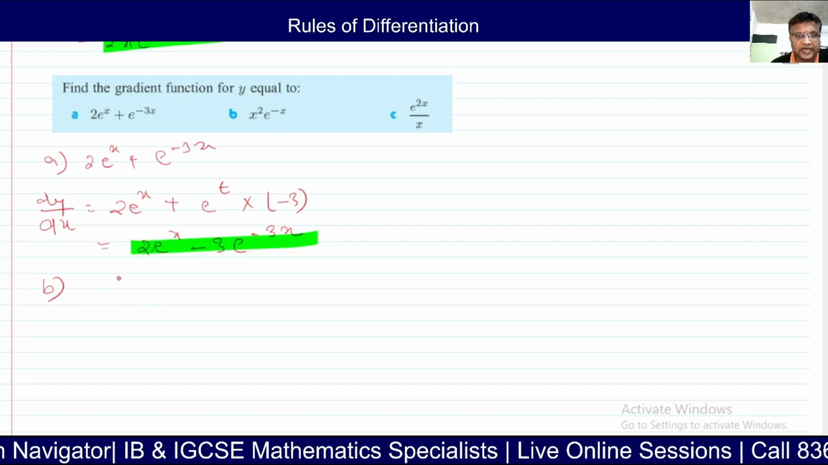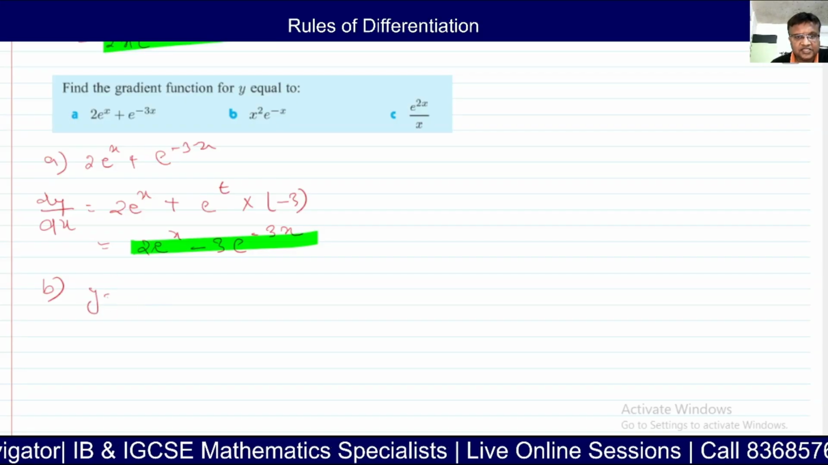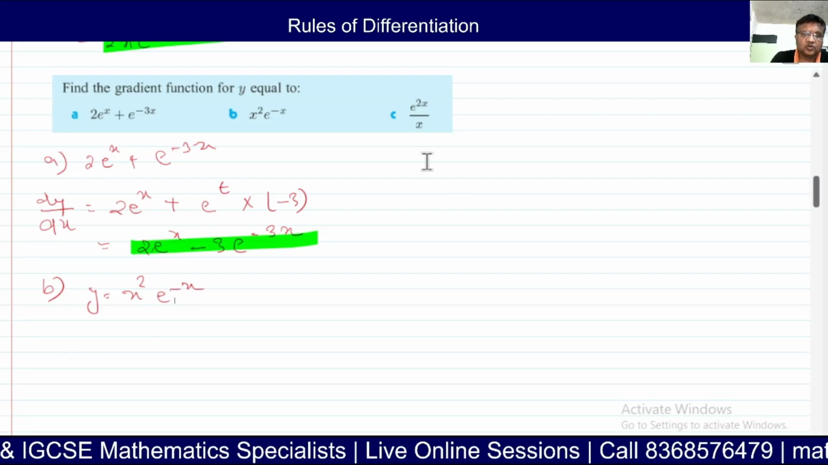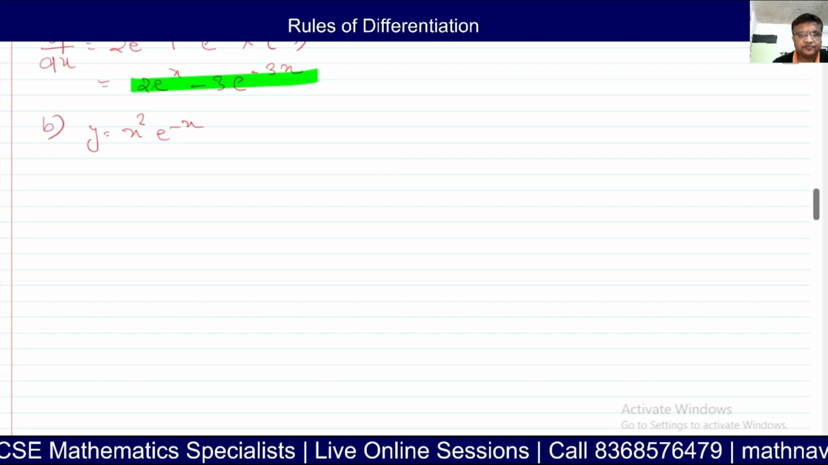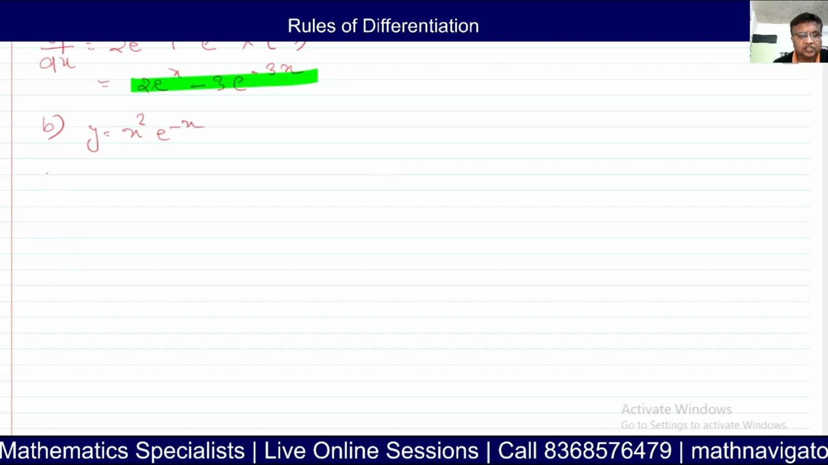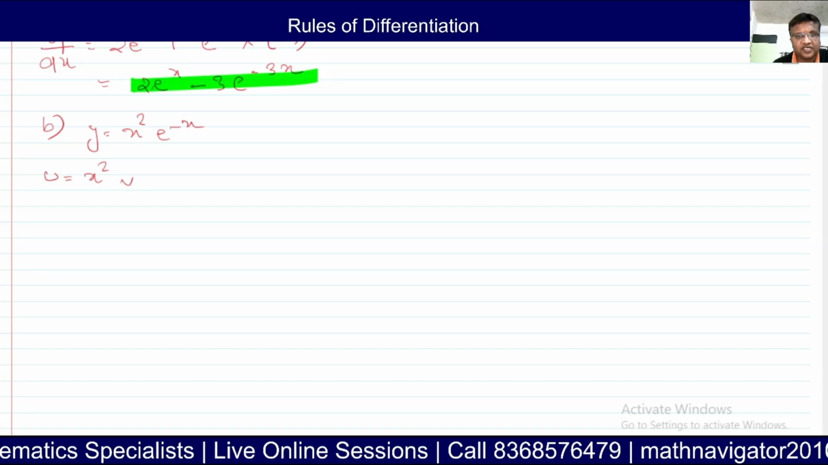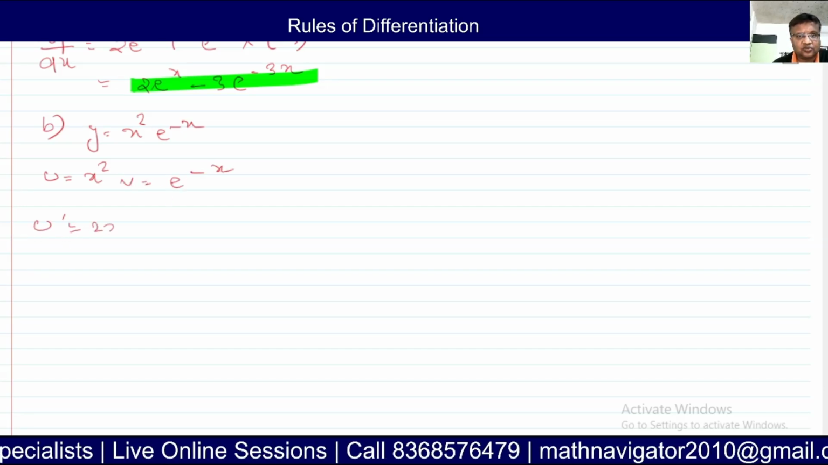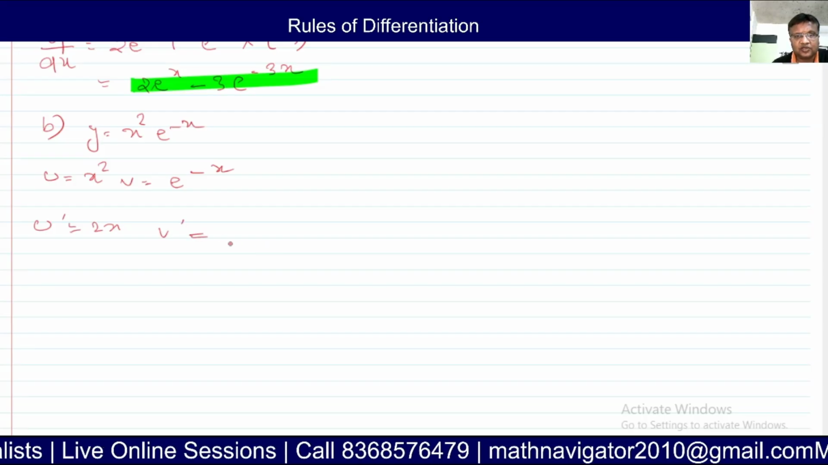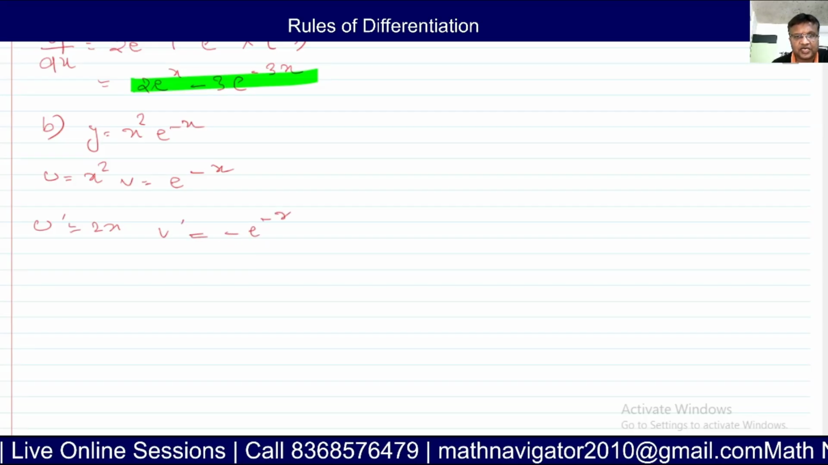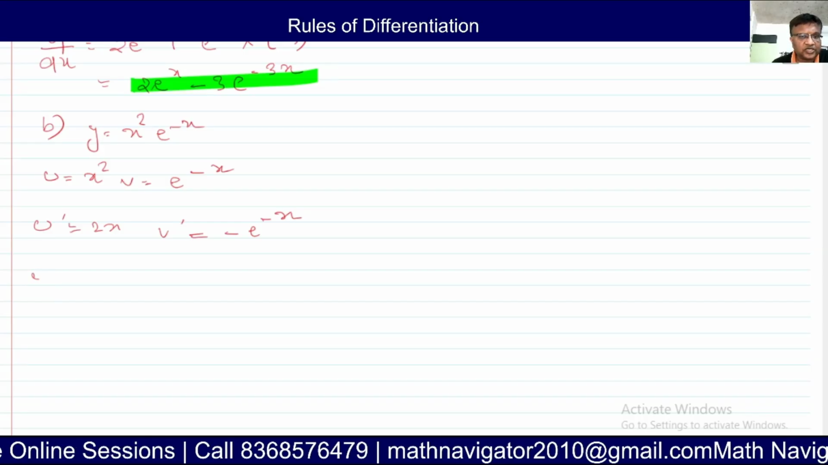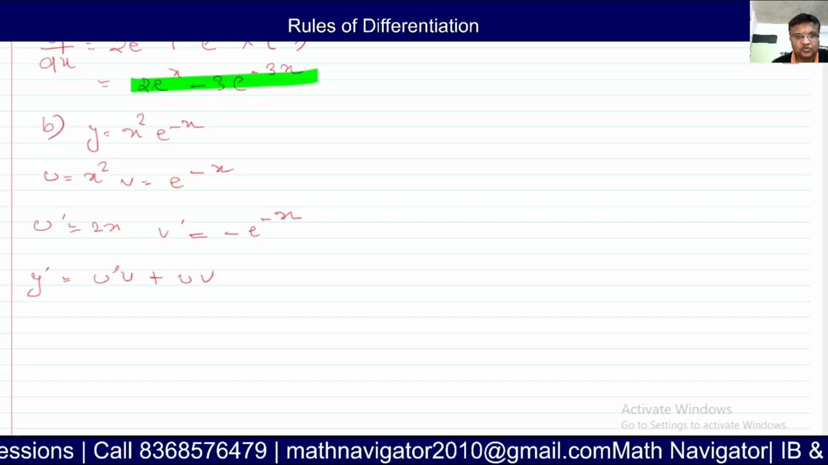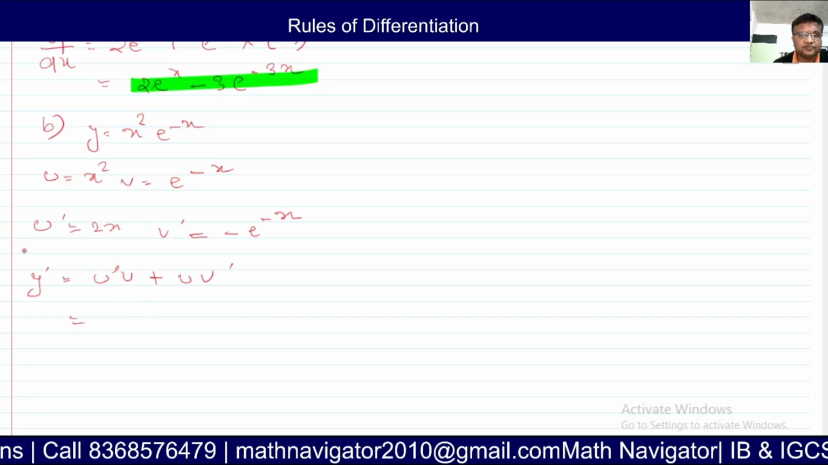So y is equal to x squared times e raised to the power minus x. So what I'm going to do here is I take u is equal to x squared and v is equal to e raised to the power minus x. So u derivative is equal to 2x and v derivative is equal to negative e raised to the power negative x. Then I simply need to put in the formula: y derivative is equal to u derivative v plus u v derivative, which will give me what?